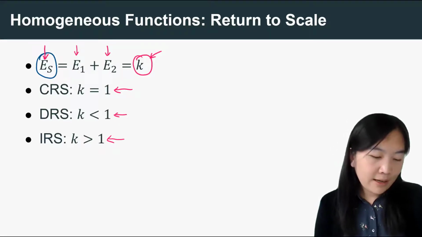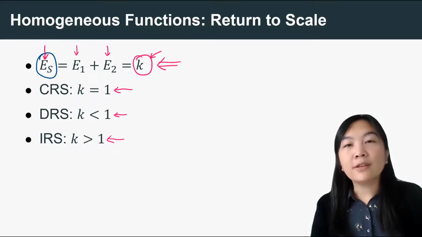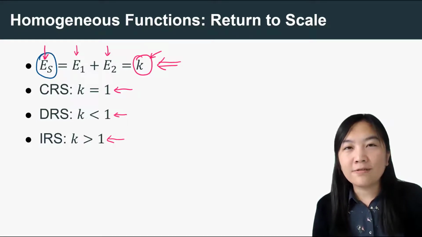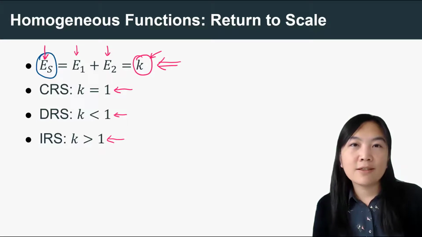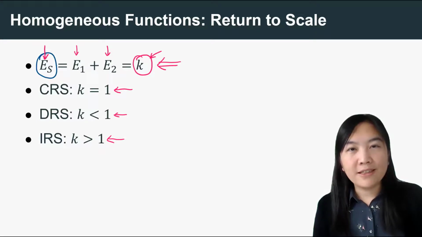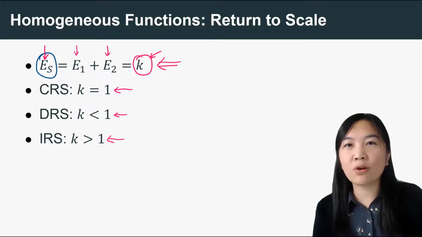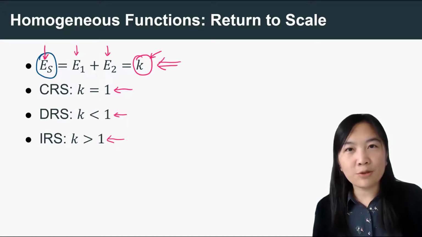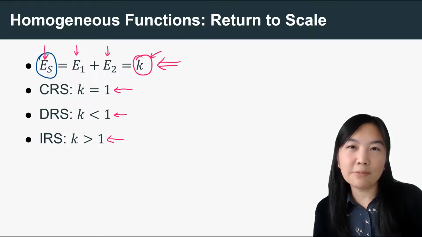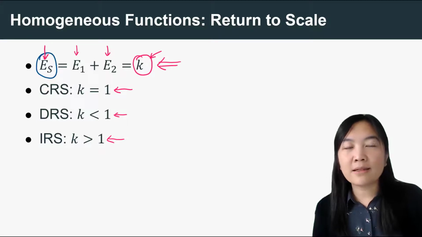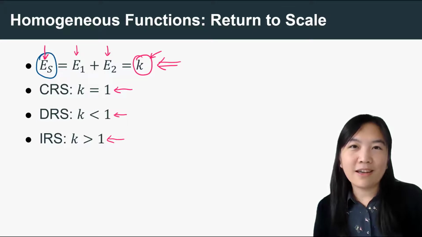How did we get to this point where the elasticity of scale is just equal to k, the degree of homogeneity? I will derive the math here. However, I want to let you know this is not required by this course. This is only for those who are interested in the math derivation. For those who are not interested, you can skip the rest of the derivation and jump to the point where I start the next slide.